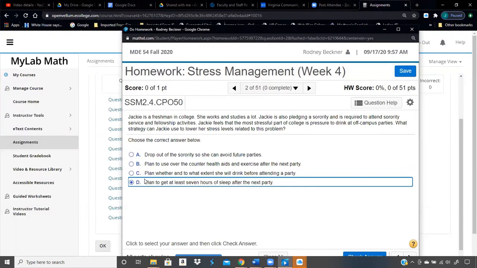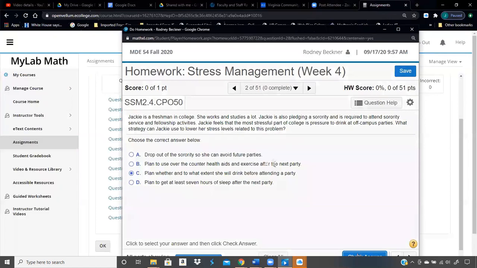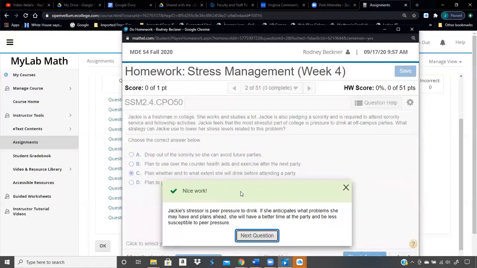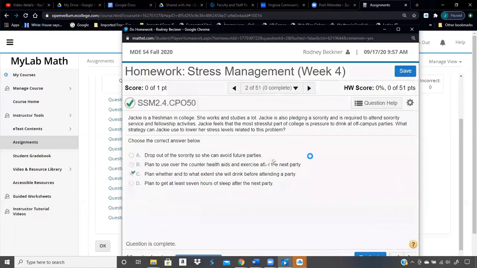A and C seem like the most possible, but like I said, sororities and fraternities do lots of other good things besides just party, whether you've heard otherwise or not. So plan whether and to what extent she will drink before attending the party. You don't have to succumb to peer pressure, all that stuff.